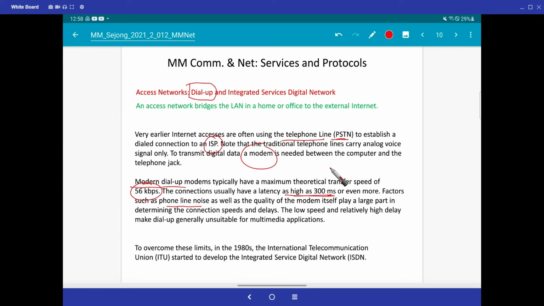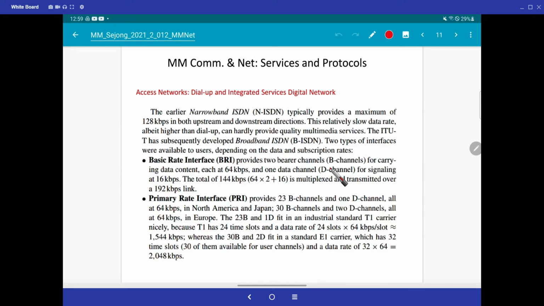To solve this problem, in the 80s, the International Telecommunication Union, that is ITU, started to develop something called ISDN, or Integrated Services Digital Network. Initially, they came up with narrowband ISDN, with speed up to 128 kbps, and then they developed broadband ISDN. The broadband ISDN has two sorts of interface. One is basic rate interface, and another is primary rate interface. The basic rate interface achieved around 144 kbps, and the primary rate interface was able to reach 1.5 Mbps, 2 Mbps.